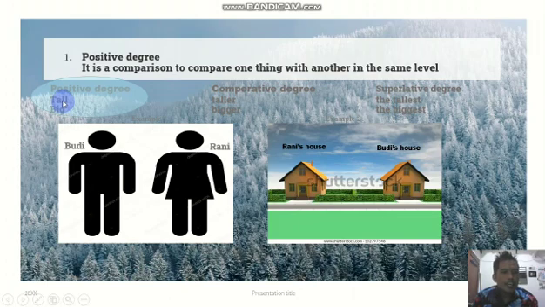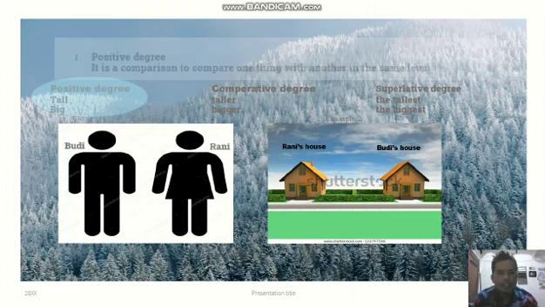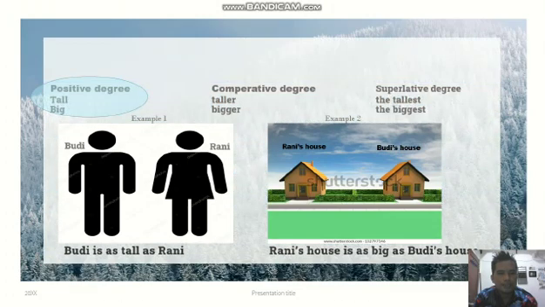These are adjectives, tall and big. So let's look at the first picture here between Budi and Rani. We know that Budi and Rani have the same height. So how do we say this in a sentence? How do we compare this? Okay, this is the example. Budi is as tall as Rani. So they are not different. They have the same height.